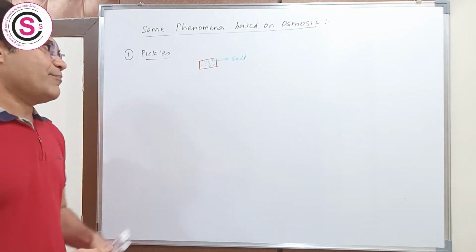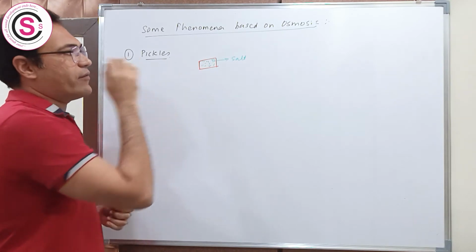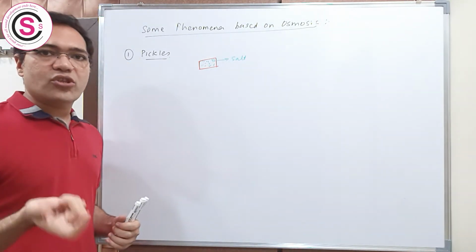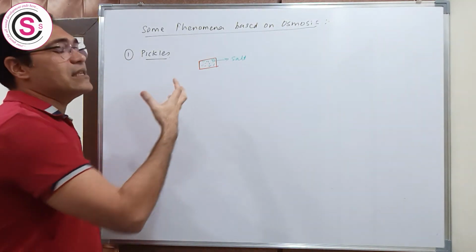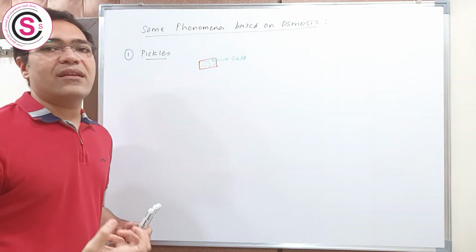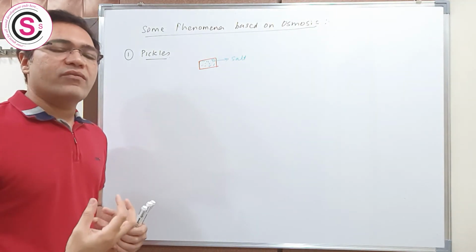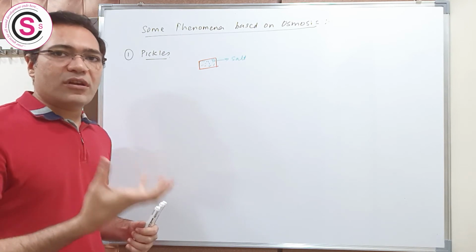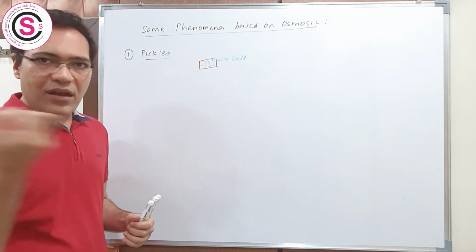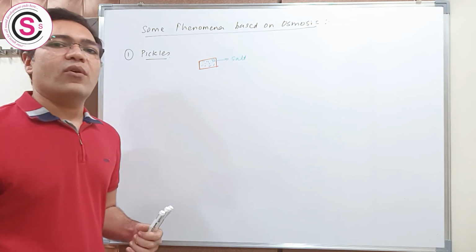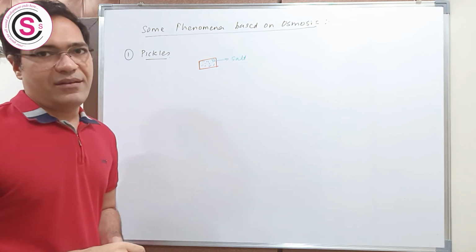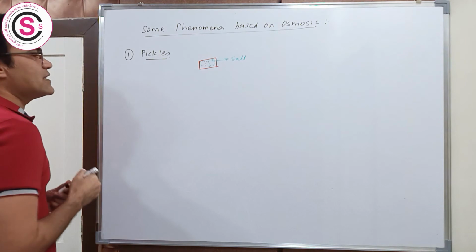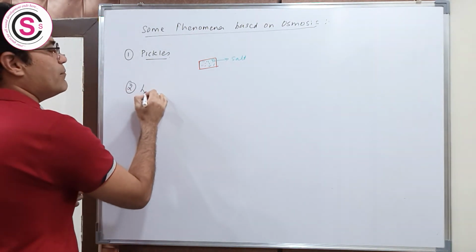So what actually is happening here? See, the salt solution that you are applying is much more concentrated than the solution present inside the mango. So what will happen? The water inside the mango will come out by the process of osmosis, and finally we get pickle. The second example is, suppose you have limp carrots.